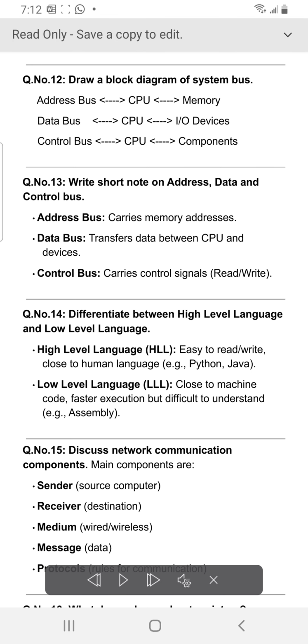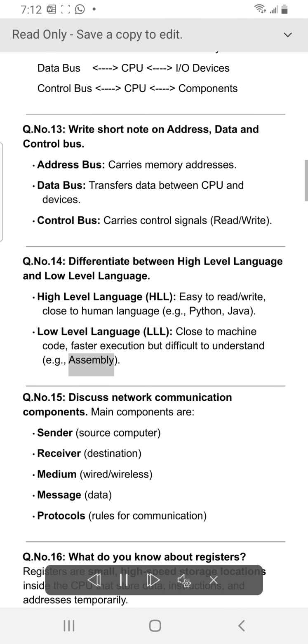Number 14. Differentiate between high-level language and low-level language. High-level language, HLL, easy to read/write, close to human language, e.g., Python, Java. Low-level language, LLL, close to machine code, faster execution but difficult to understand, e.g., assembly.